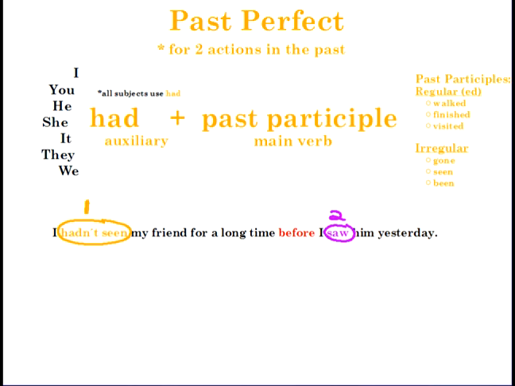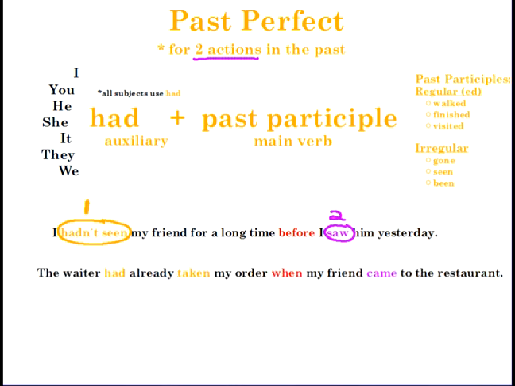So I'm always using a simple past sentence with the past perfect because the past perfect is for two actions in the past. Not for one, but for two. So let's look at another example.